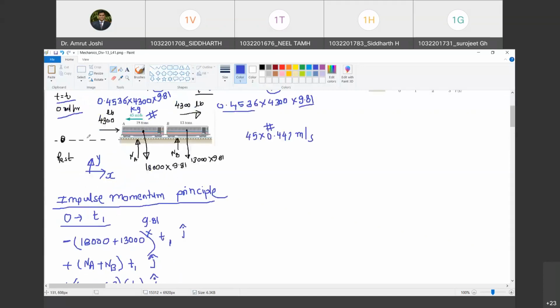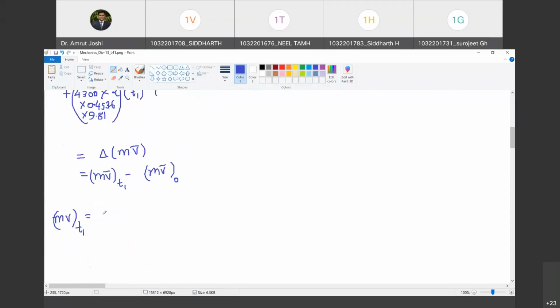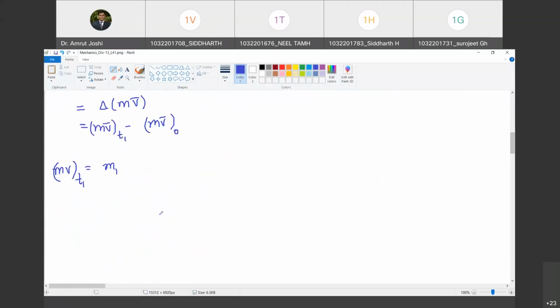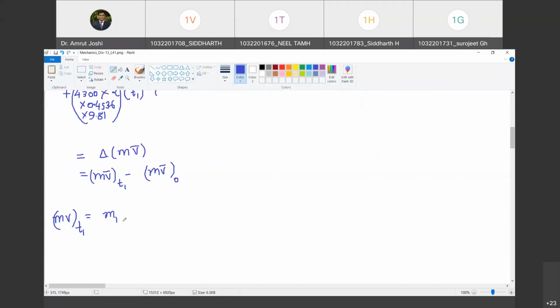So I will have to consider both the bogies separately. First bogie mass is M1, which is 18,000, and second bogie mass is M2, which is 13,000. Are you with me? Yes. So we are going to have M1 into velocity of bogie number 1 at time t1, plus M2, the mass of bogie number 2, into velocity of bogie number 2 at time t1. Do you agree with me? Yes, sir.